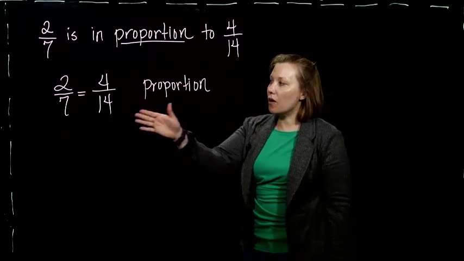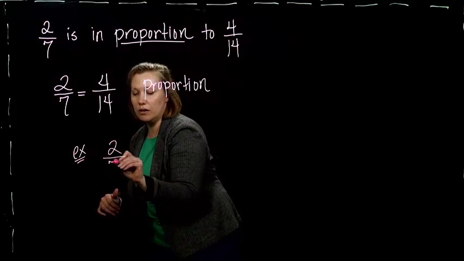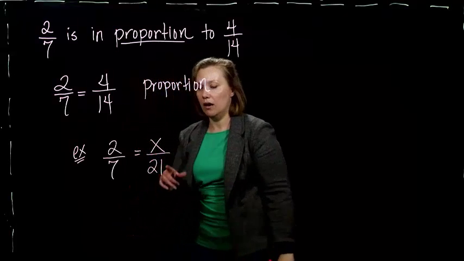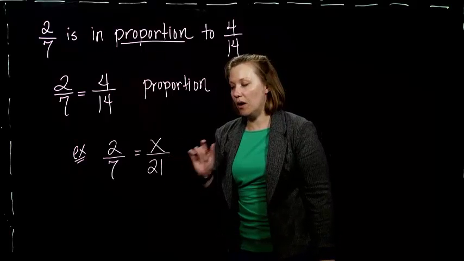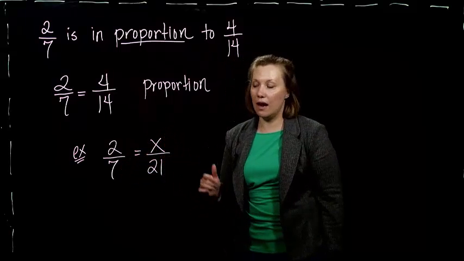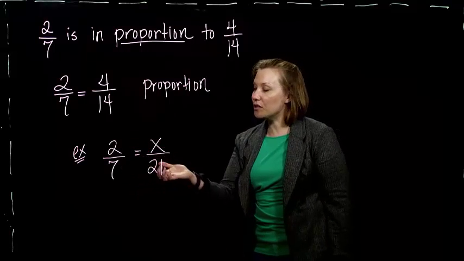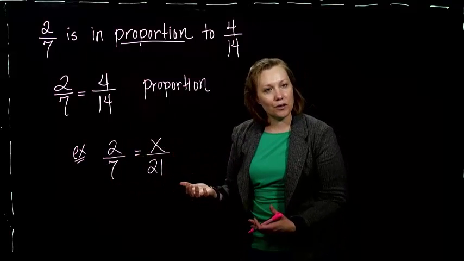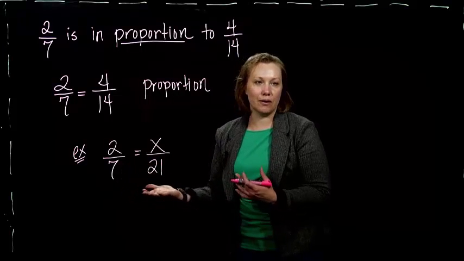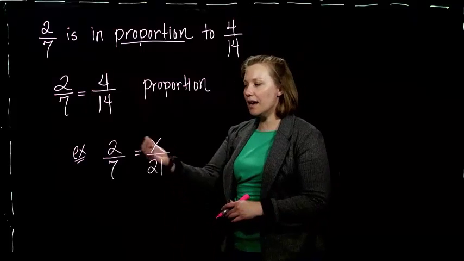And so how they're useful: if I had 2 is to 7, and I didn't know what it was on the top, but I knew I wanted 21 on the bottom. So I have 2 to 7 equals some number to 21, and I want to figure out what that number is. Well, this is a proportion, and these guys are ratios, but they still work just like all the things we know about. They work like fractions, they work like equations, so these work just like the rational equations that we've already talked about solving.